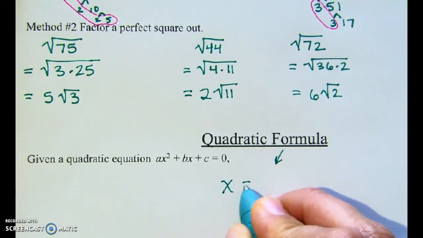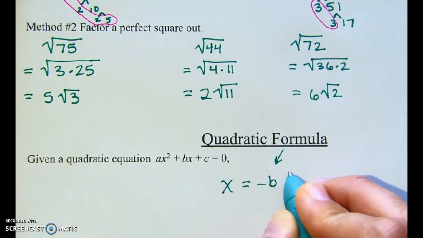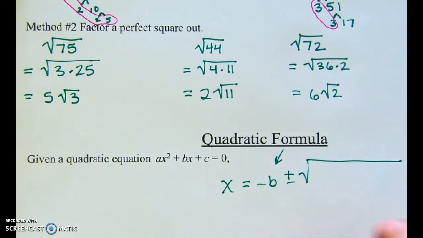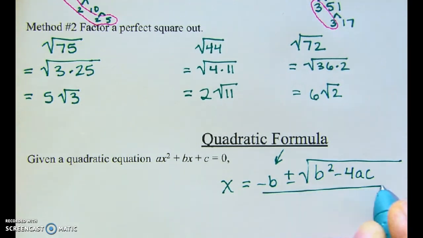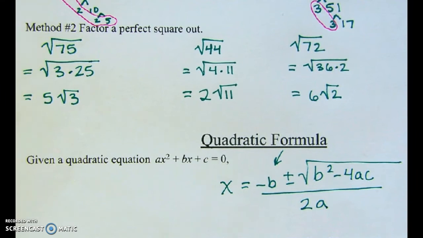Did you guys know the song? X is equal to negative b plus or minus the square root of b squared minus 4ac all over 2a. I'm a really bad singer.